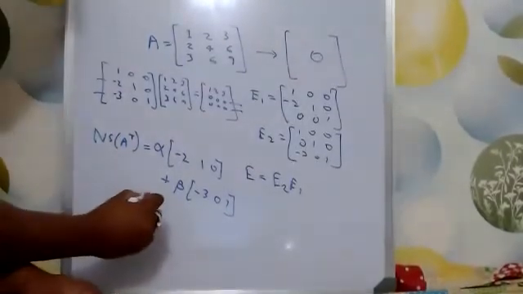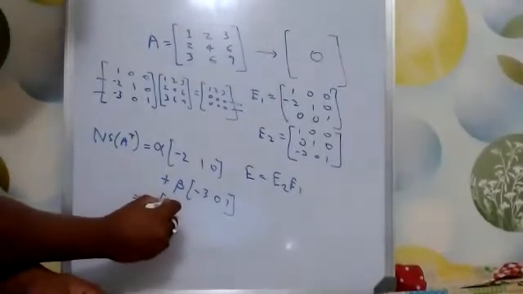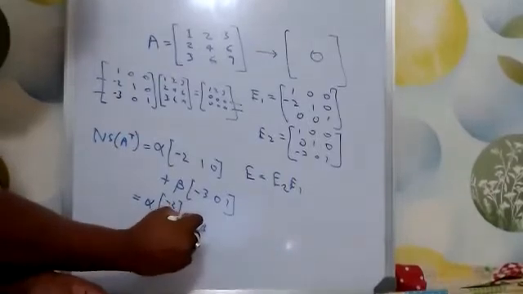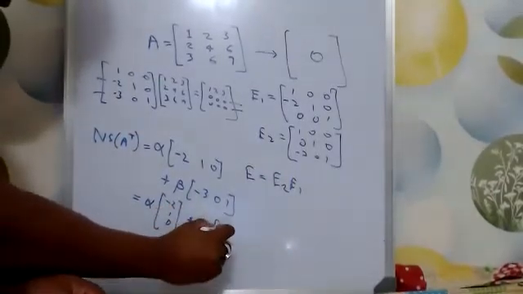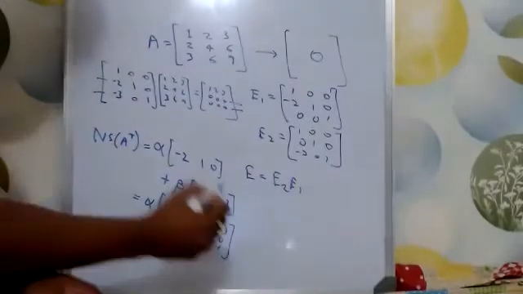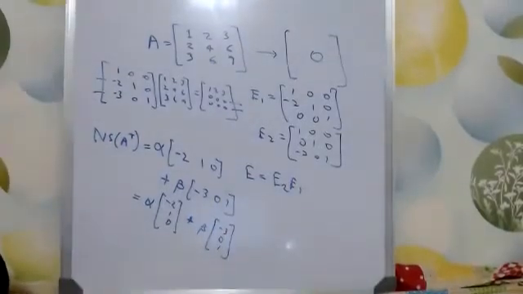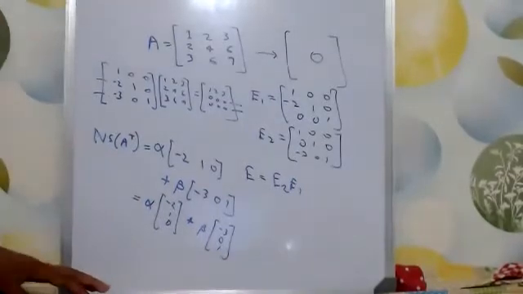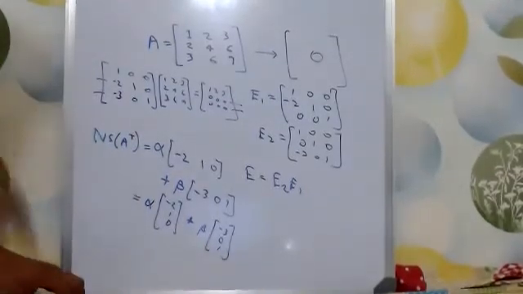I can write it in the vertical form also, [-2, 1, 0] as alpha, plus beta into [-3, 0, 1]. So this is my left null space. Now this is one more way. Don't get confused. This is just one more way to do the same thing.